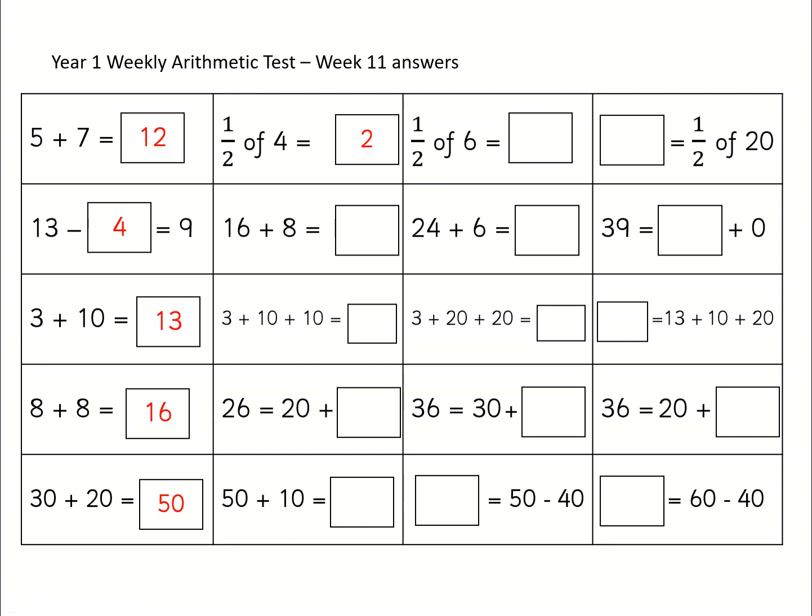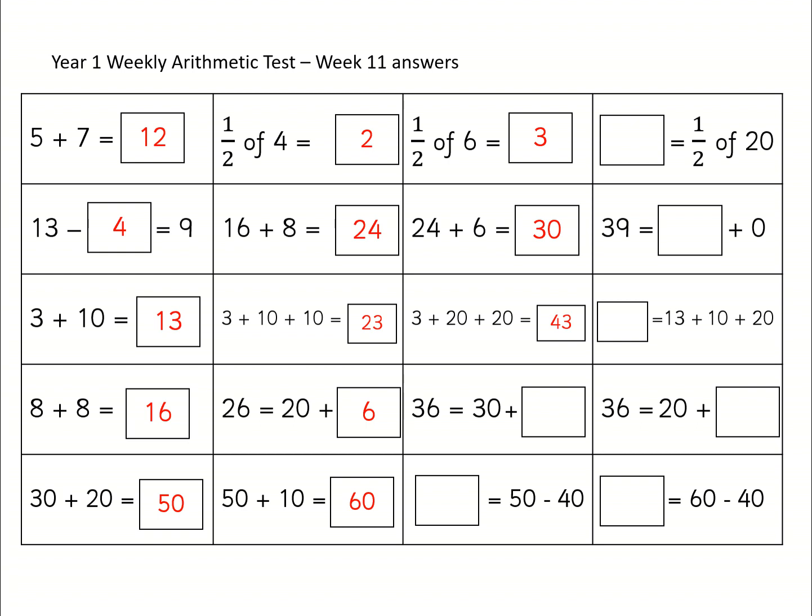16 plus 8, 16 plus 4 is 20, plus another 4 is 24. 3 plus 10 plus 10, again on the number square you could start at 3, drop down 10, drop down another 10, 23. 26 equals 20 plus something, so that's splitting that, and that's going to be 6. 50 plus 10 is 5 10 bars plus 1 10 bar, or count on or drop down 1 from 10 to 60. Half of 6, 3. 24 plus 6 is 30. 3 plus 20 plus 20, that would be 2 jumps each time, is 43.